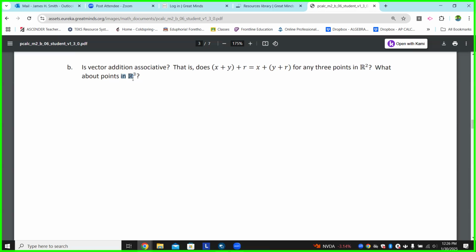Commutative, order doesn't matter. Associative, grouping doesn't matter. All right, so let's prove that.